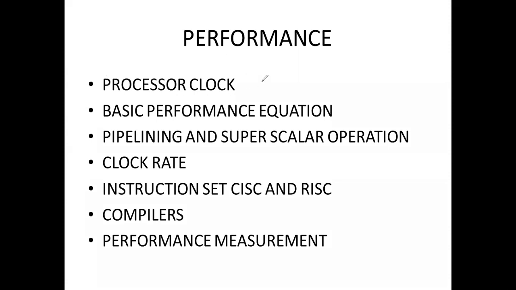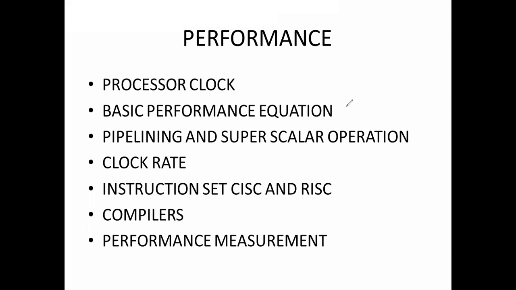Processor clock means that if you are taking one instruction, that instruction will be executed in different steps. What are the steps? Fetching the instruction, decoding the instruction, calculating the effective address of the operands, fetching the operands. Next, after fetching the operands, execute the instruction. After executing, we get the result, and store the result. These are the steps. Each step is followed by one clock cycle. So based on this processor clock, the performance varies.